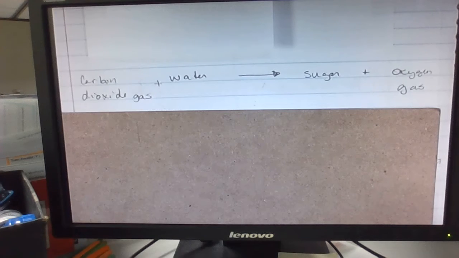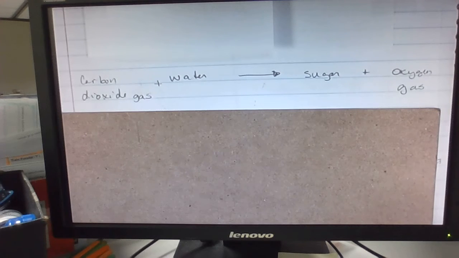So the arrow means yields. The stuff on the left-hand side of the arrow represents our reactants. The stuff on the right-hand side represents the products, what's produced. With this reaction, we also have to throw in a bit of energy. And where does the energy come from in photosynthesis? The sun provides the energy in photosynthesis. So there's an input of energy in this equation.